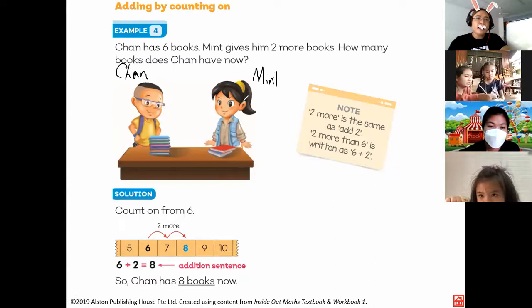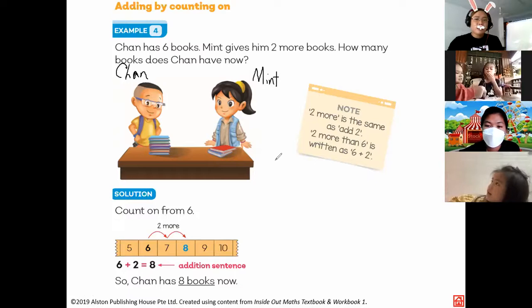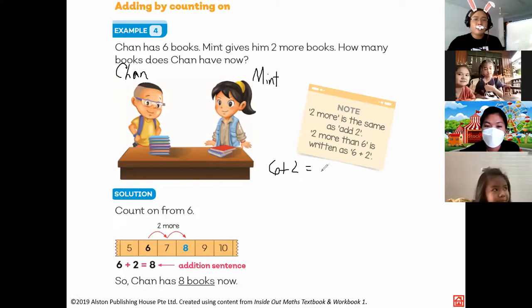Okay, this is Chan and this is Mint. So Chan already has 6 books. And then Mint gives him 2 more books. So 6 plus 2 is equal to 8 books. So right now, Chan has 8 books.